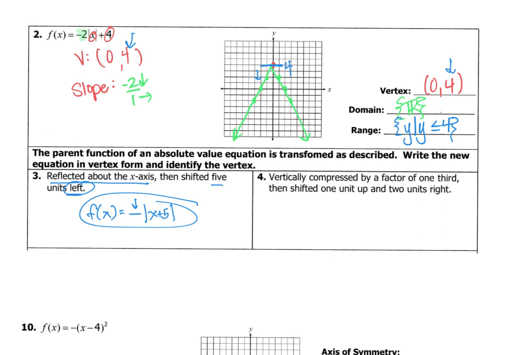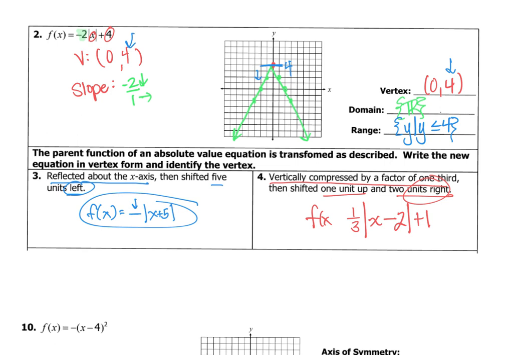Okay, number 4, we have a vertical compression by a factor of 1/3. So I know that I'm going to have a 1/3 out in front of my bars, so I can start building my bars next. Then shifted 1 unit up and 2 units right. Well, I like to work left to right, so let's talk about this moving right. I'm going to have inside the bars x moving right. Again, means that we would subtract. It's the opposite of what we think it should be. Right 2 units is x minus 2 in the bars. And 1 unit up happens after we close those bars, and its sign stays the same. So we're going to say plus 1.